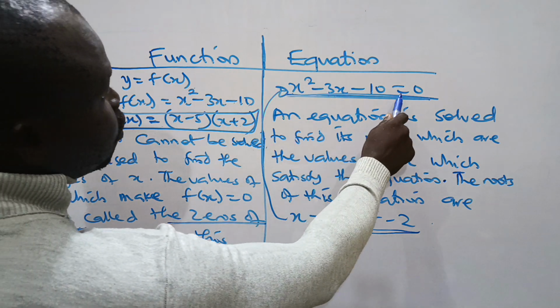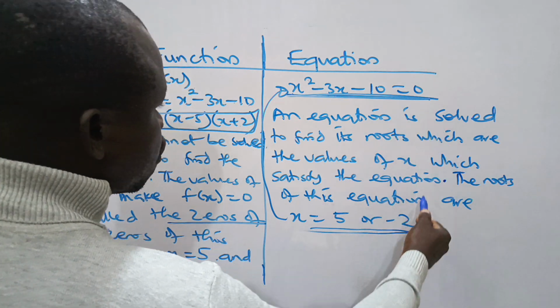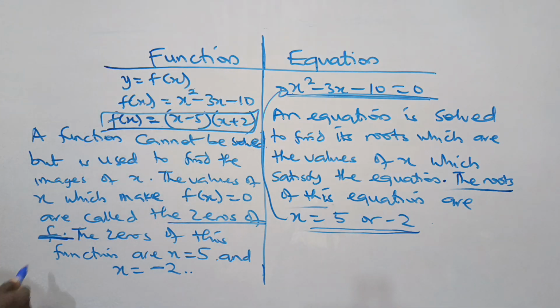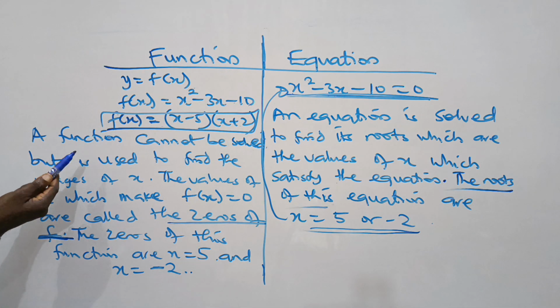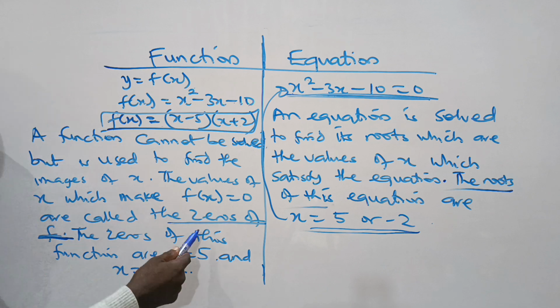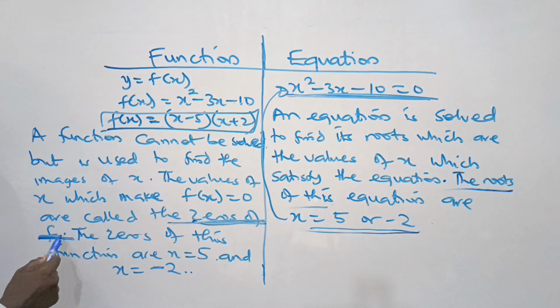An equation automatically will be equal to 0. We can make this to be equal to 0. We'll be talking about the roots of the equation. But when we have a function, just like a polynomial, we can't talk about the root of that equation, but we can talk about the zeros of the function. Sorry, zeros of the function. But we can talk about the root of the equation.